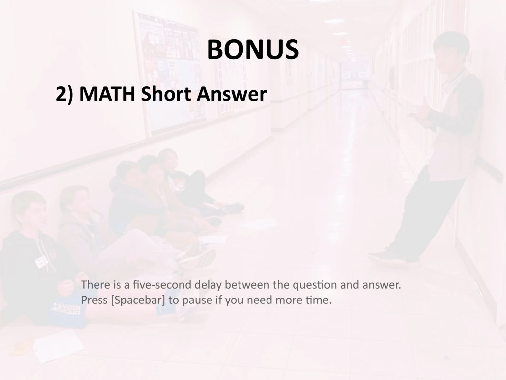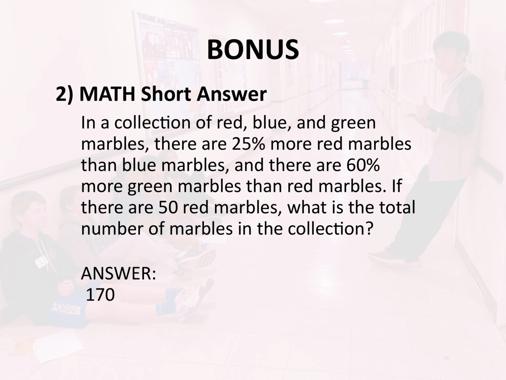Bonus 2. Math. Short answer. In a collection of red, blue, and green marbles, there are 25% more red marbles than blue marbles, and there are 60% more green marbles than red marbles. If there are 50 red marbles, what is the total number of marbles in the collection? Answer: 170.